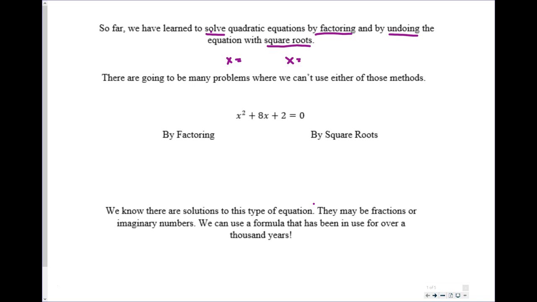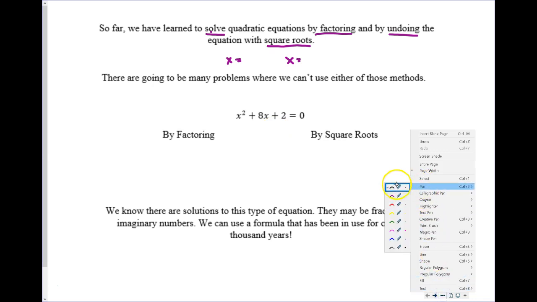We can't factor it, the equation's prime, and where we can't undo it, where we've got a third term and we can't get x by itself. So I'm going to show you a problem that is in this situation. So x squared plus 8x plus 2 is a problem that works this way.